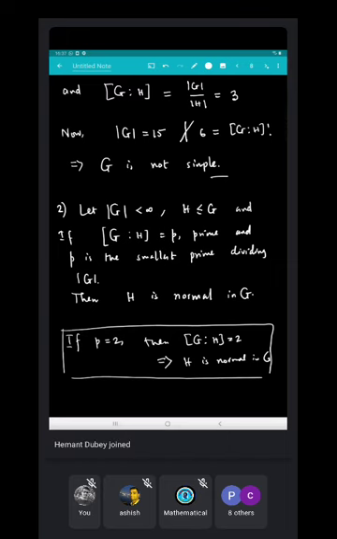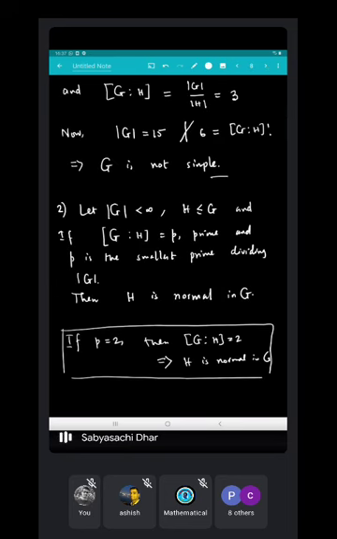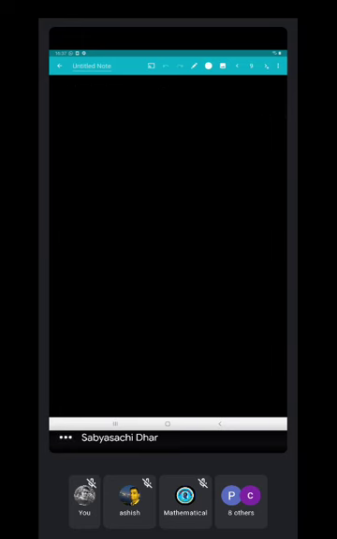So let me prove this: that if H is a subgroup of G and the index of H in G is P, and P is the smallest prime dividing the order of G, then H is normal in G. Okay. So proof.